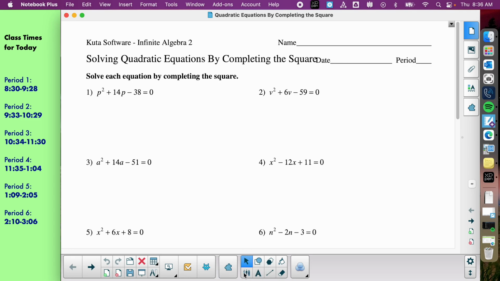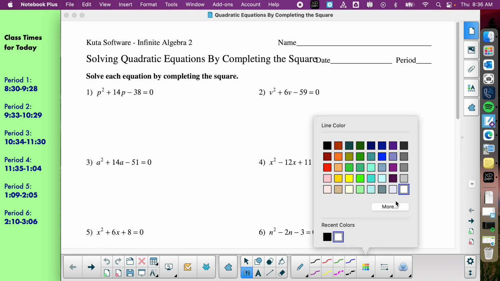Okay, so the first thing we did yesterday was learn the first part of completing the square.